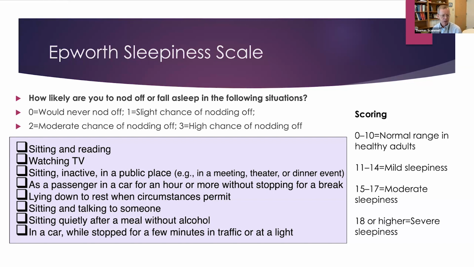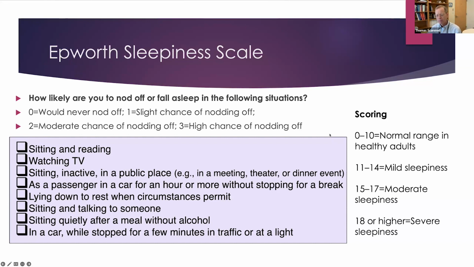And we ask them for each of these questions, would they never nod off? Is there a slight chance, a moderate or a high chance? And so you then go through these various circumstances like sitting and reading, watching TV, sitting in a public place like a meeting, et cetera. For each one of those, you can have 0, 1, 2, or 3 points, and then we add it all up. And in general, healthy individuals score somewhere in the 0 to 10 range.